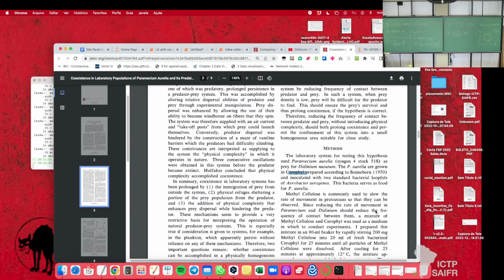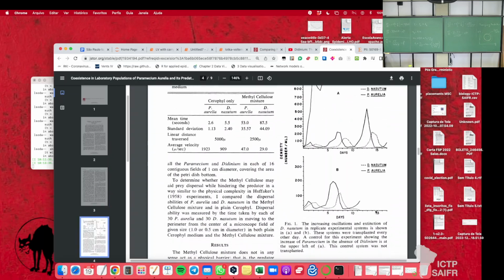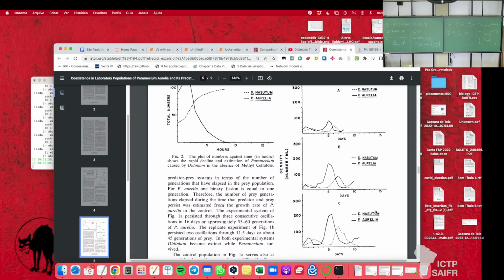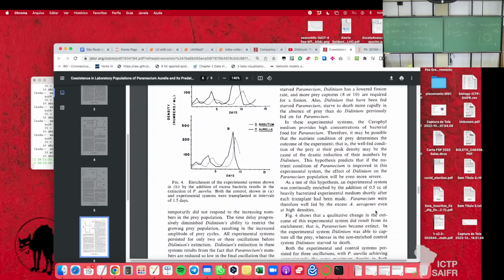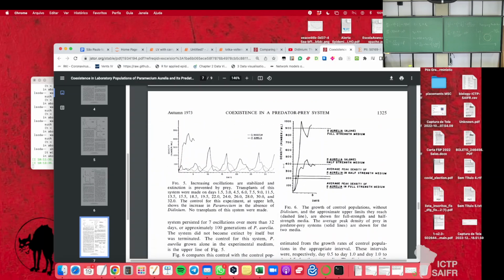Therefore, the carrying capacity for paramecium, which he actually also measures, because you can grow the paramecium without the Didinium, and then you see it goes to a certain carrying capacity. So he just tried to lower the carrying capacity and see what happens. And then he got, after many attempts, he got this one.